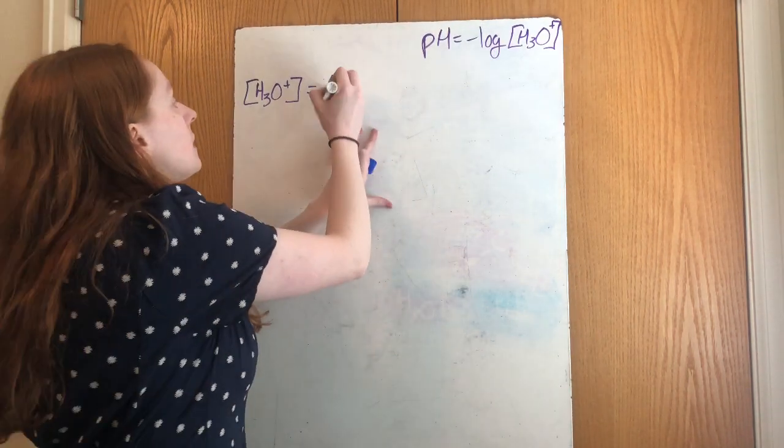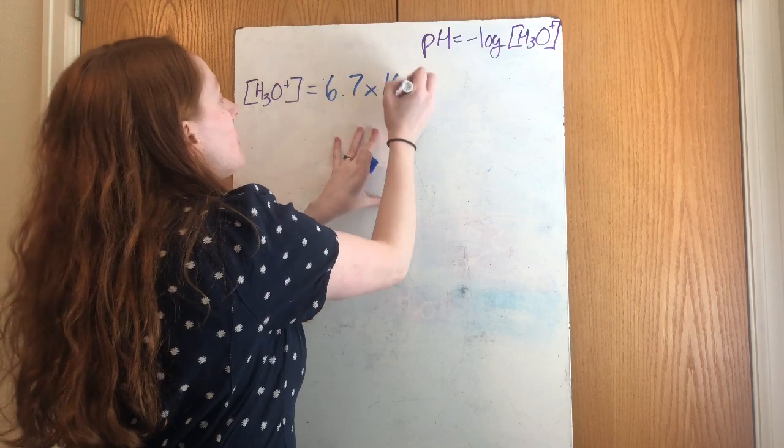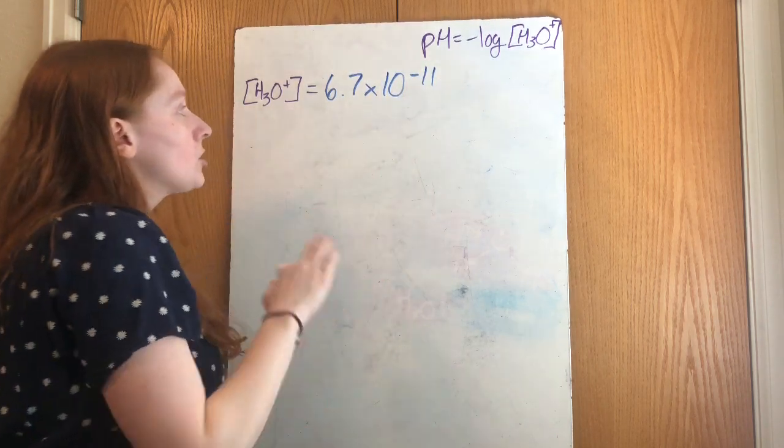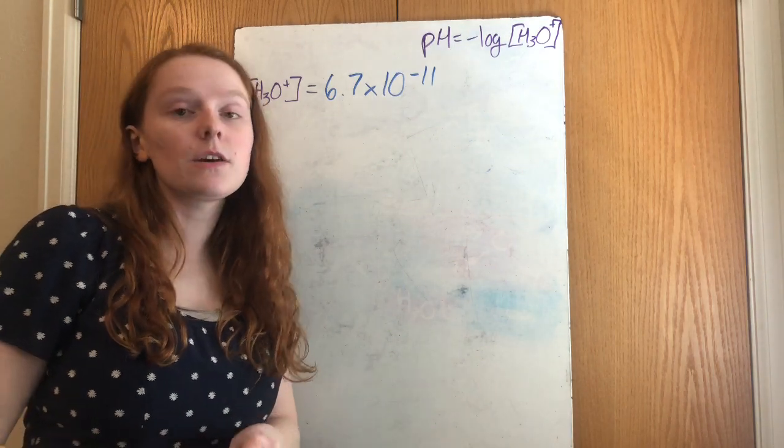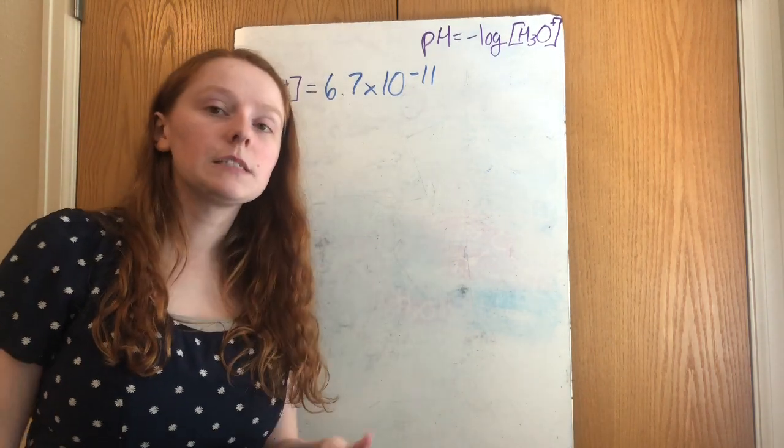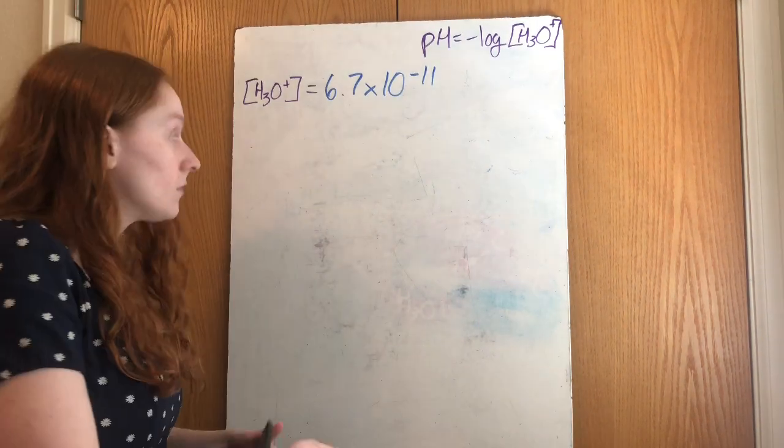Here's one more. 6.7 times 10 to the negative 11. Try this one by yourself and see what happens. See if you can get it correctly. Pause the video, do the math, and then compare when I put the answer up here in just a second.